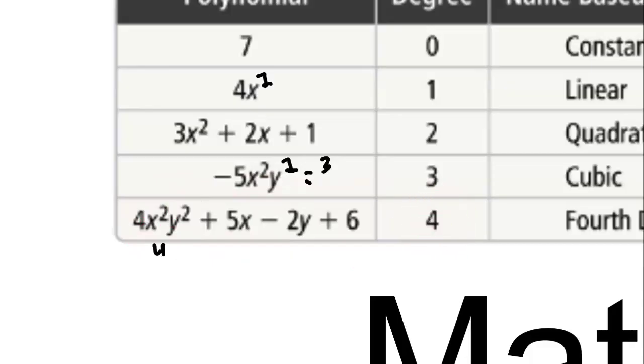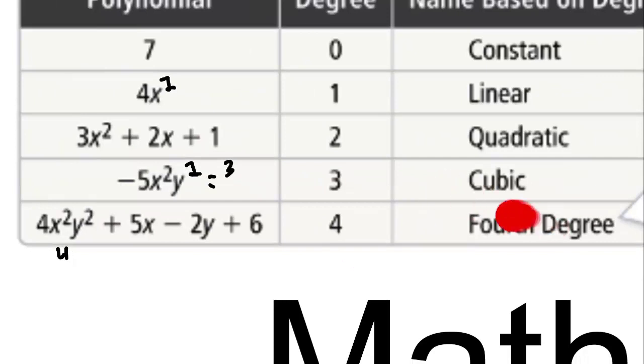And when you name it, anything higher than 3, you just write the term and then the degree at the very end. So if it's a 5, it's going to be 5th degree, 6, 6th degree, 7, 7th degree, and so on and so forth. Does anyone have any questions so far?